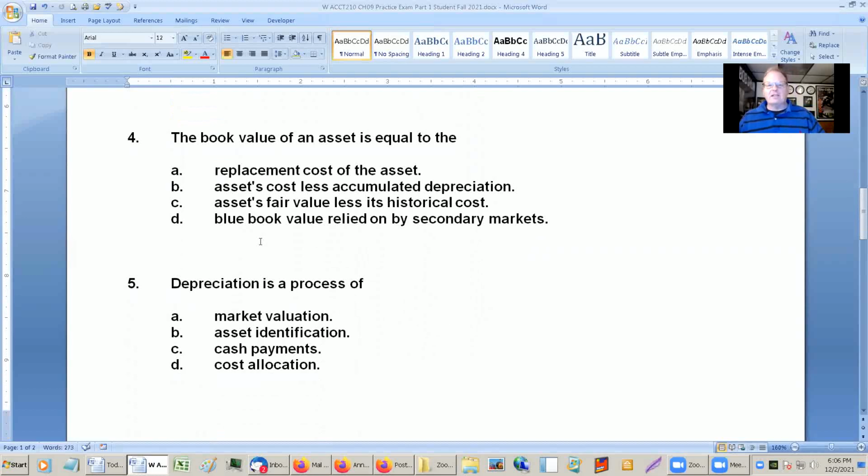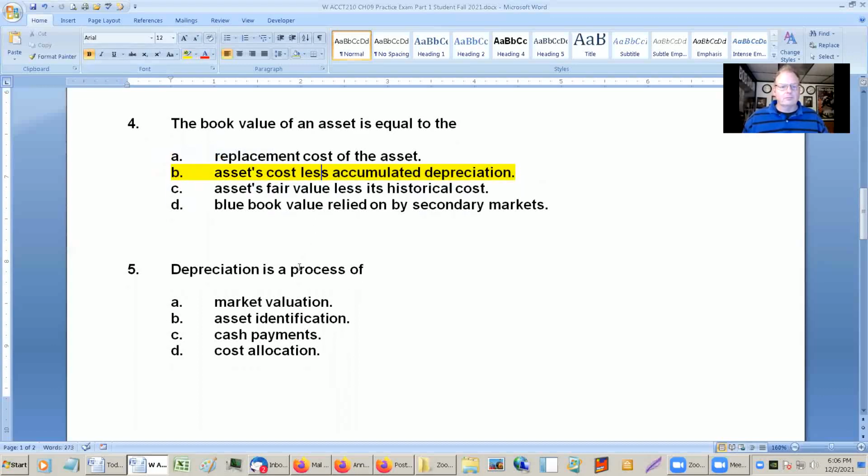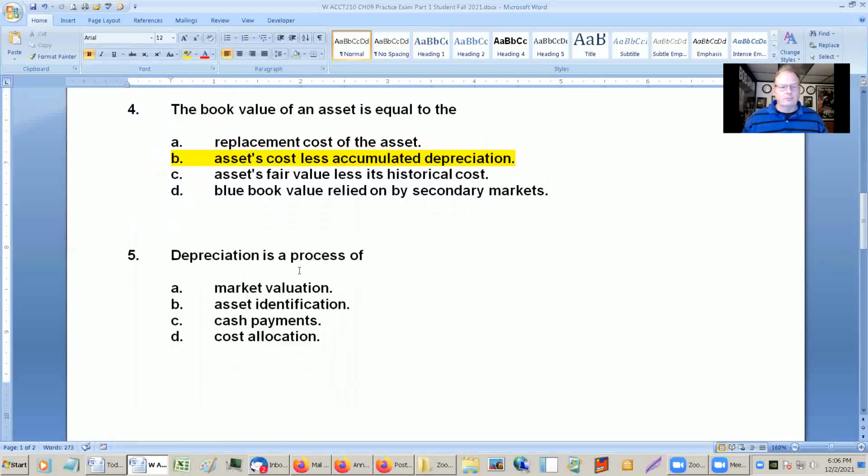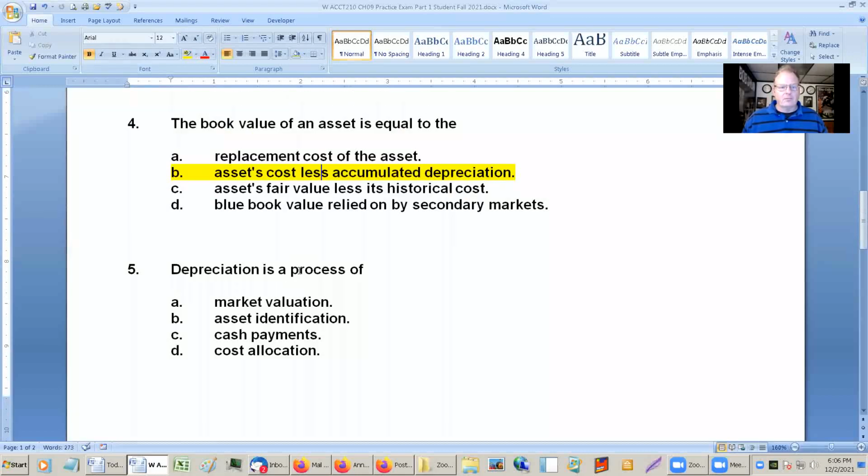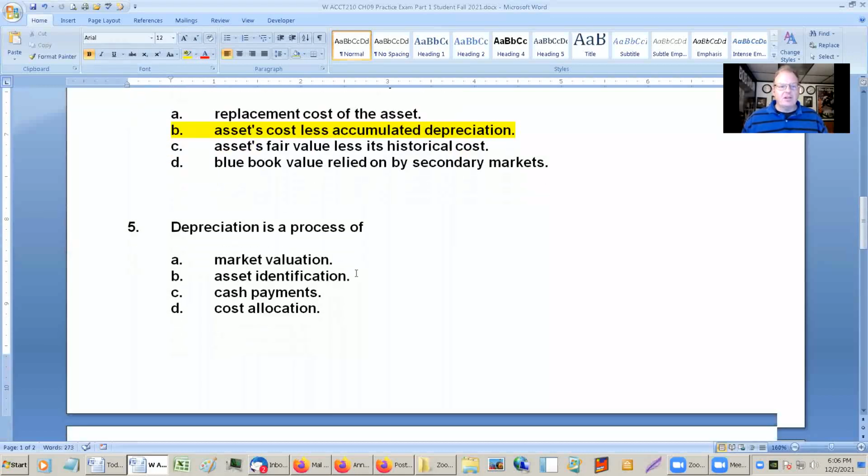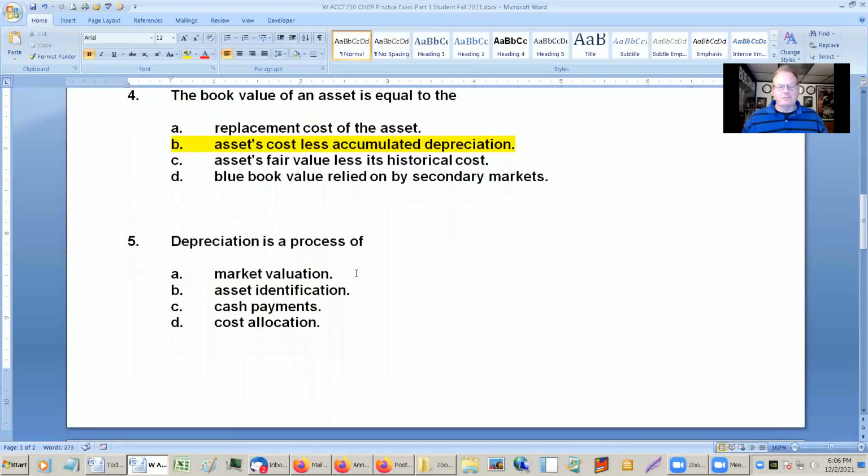The book value of an asset is equal to, this is just kind of a... It's equal to B. Yes, it is. The cost minus the accumulated depreciation. Yeah. Depreciation is a process. Oh, is D. Yep.